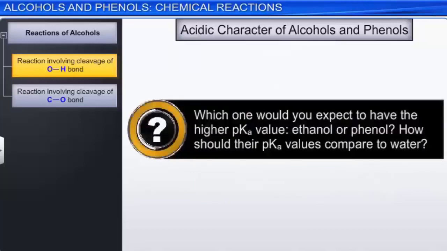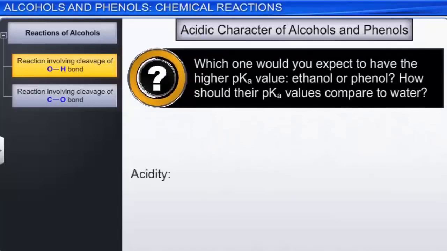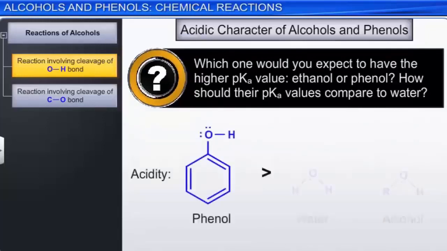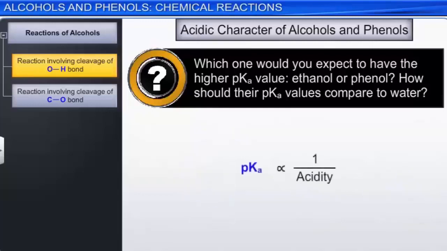Therefore, a higher pKa value corresponds to a weaker acid. Try to reason this problem out on your own. Which one would you expect to have the higher pKa value, ethanol or phenol? How should their pKa values compare to water? You have learned that phenols are stronger acids than alcohols and water. You also know that water is a stronger acid than ethanol. Finally, you learned that stronger acids have lower pKa values than weaker acids.